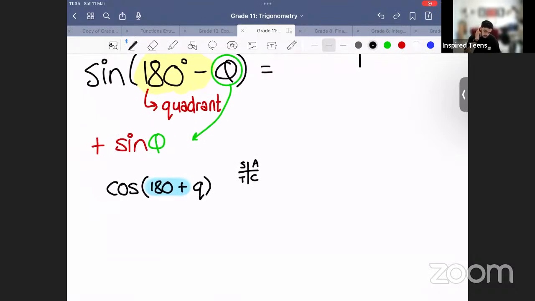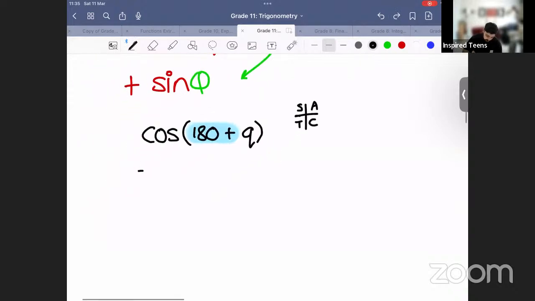Now we have to see: is cos positive or negative in the third quadrant? Negative. Correct, 100%. Cos is negative because only tangent is positive in the third quadrant. So my final answer is actually going to be negative cos. My reduction angle falls away. Whatever angle remains behind is what's going to be my angle. So negative cos theta.